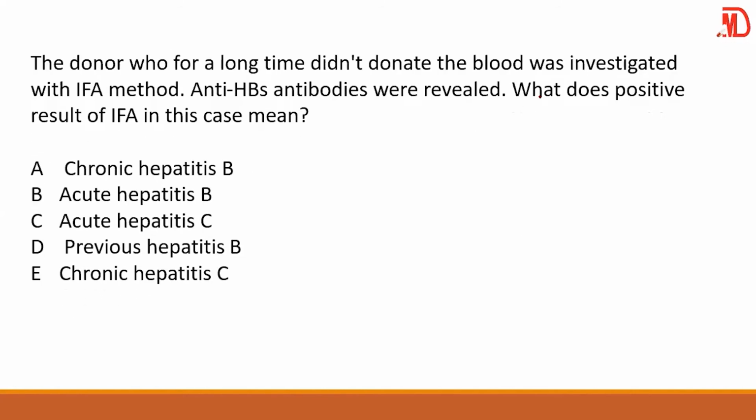A donor who for a long time didn't donate blood was investigated by the IFA method. Anti-hepatitis B antibodies were revealed. What does a positive result of IFA in this case mean? When they say anti-hepatitis B antibodies, it means hepatitis B surface antibody.